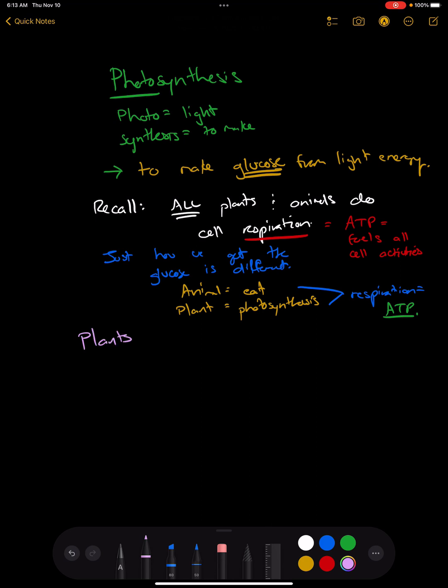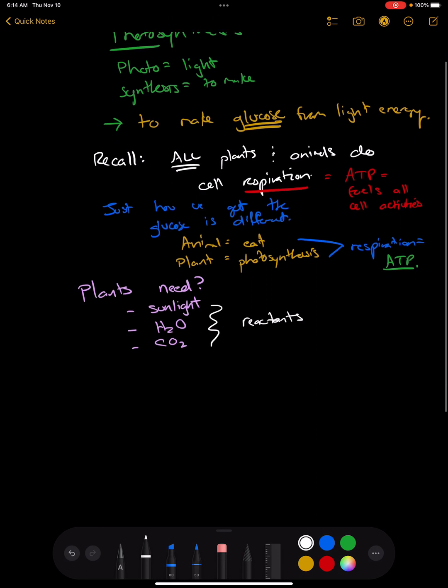So what do plants need? Let's think about it. If I want to grow a plant, what's the first thing I need to give it? One of the first things I need to give it is definitely sunlight. Well, that makes sense since I'm going to make something from light energy. What else do we need to give plants to make them live? We need to give them water. And then we also have to make sure they have access to CO2, okay? So these three things right here are the things plants need to live. When we write our equation, they are going to be our reactants, okay?